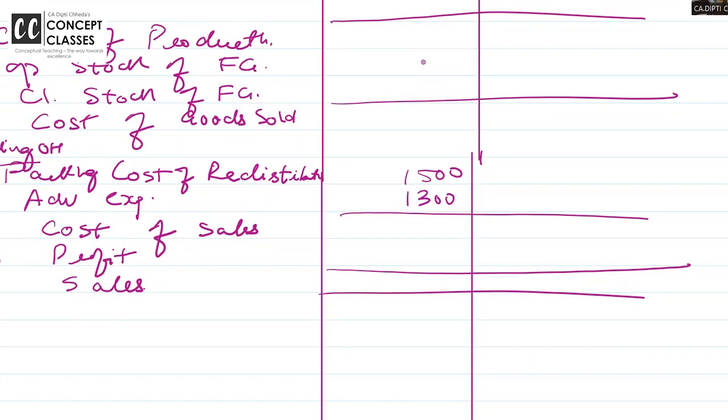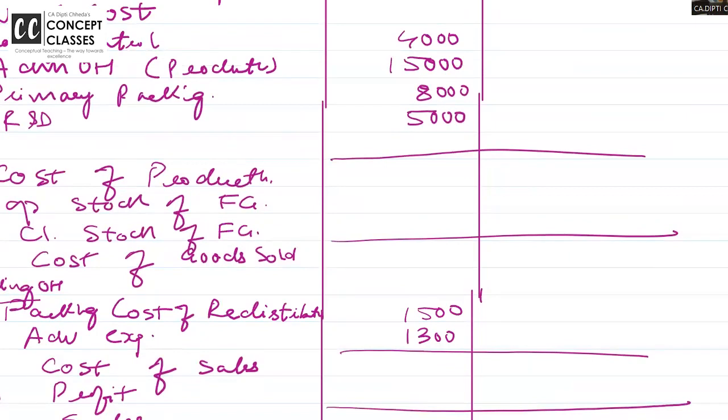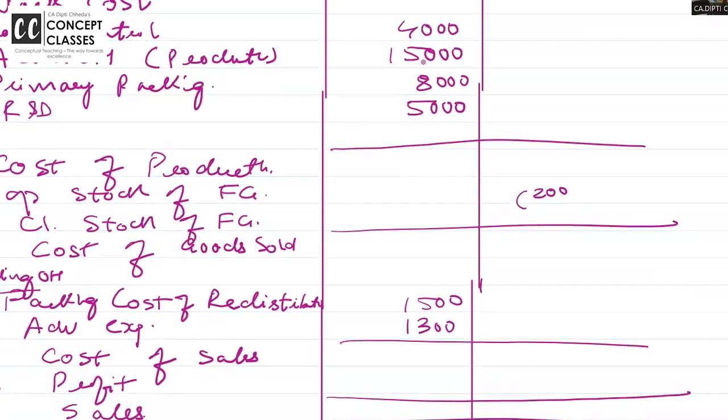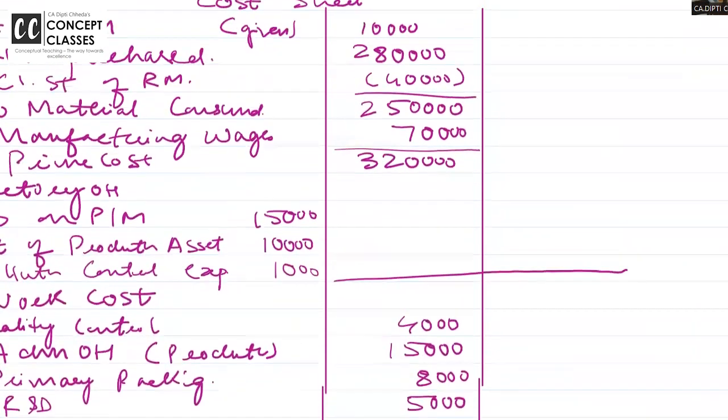Right. Now, stock of the finished goods, opening stock. Opening stock is 200, and this time they have given you the cost. If they have given you the cost, I don't need the per unit. So opening stock is given. The entire opening stock is sold during the year. And then production was 3,000 units.